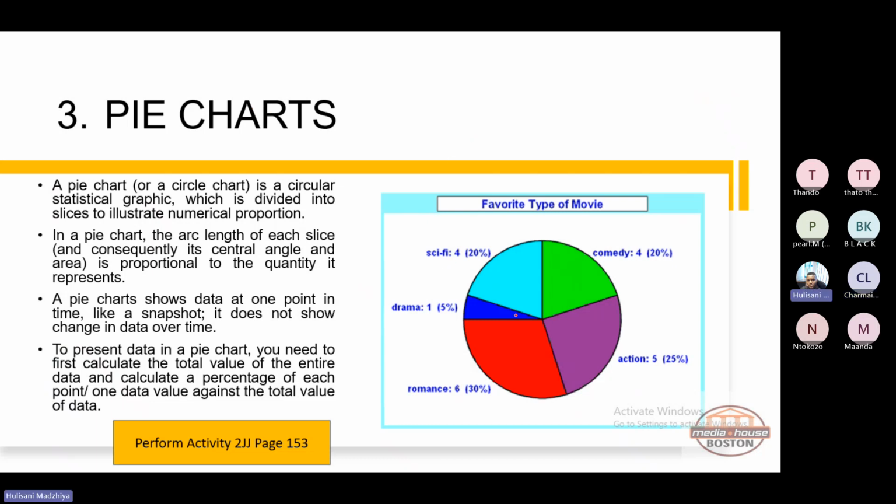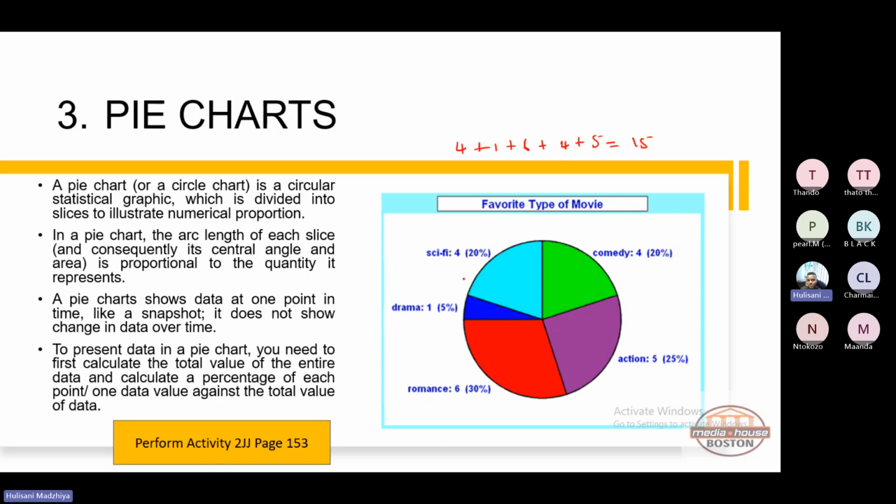Okay, on this, the first thing that you need is the total. Here we're looking at the total people that were interviewed. In terms of favorite movies, we look at the number for each category, how many people favored it. When we add all of that together, it tells us the total number of people that were interviewed. So sci-fi, we've got 4, drama 1, romance 6, comedy 4, action 5. We add all of this together, it gives us 15.